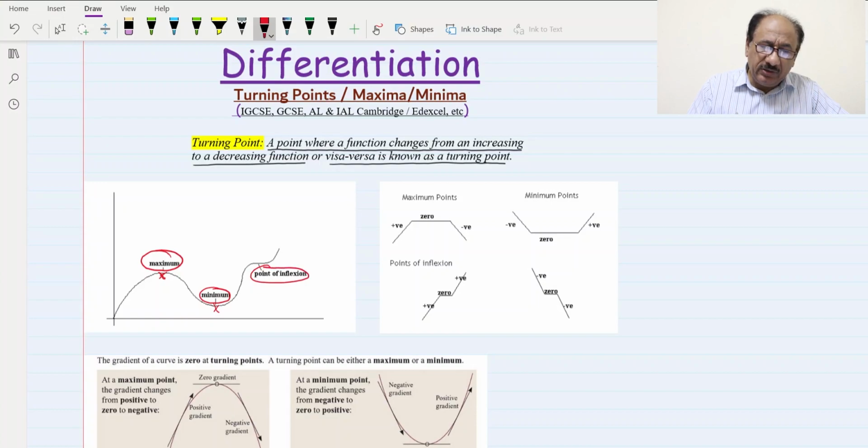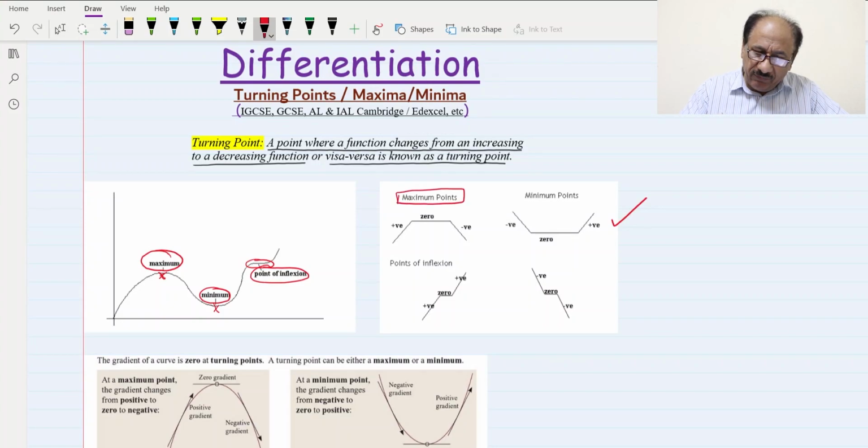So what is a point of inflection? A point of inflection is where the function is remaining constant. It's having the same value. So if you see, this portion of the function is a horizontal line. Now in the second graph which I have given for you, this one has a maximum point.